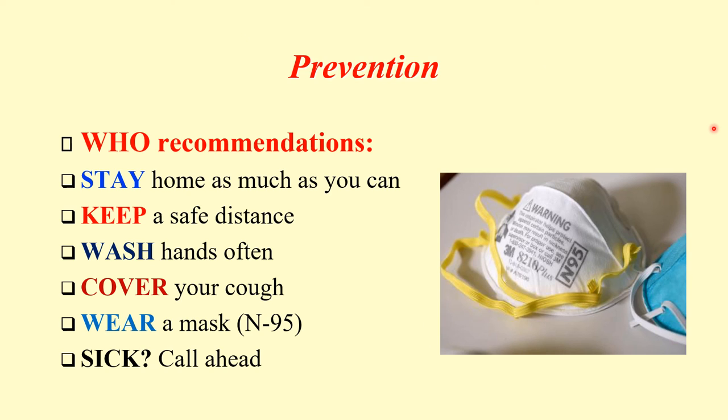Okay, let's look at the prevention of coronavirus COVID-19. Let's look at the WHO, or World Health Organization, recommendations. The World Health Organization gives us a number of recommendations in order to protect us from infection with coronavirus COVID-19. The first one: stay, which means stay at home as much as you can. Keep a safe distance from other people. Wash your hands often. Cover your cough. Also, you need to wear a mask, not any mask. It has to be, for example, an N95 mask, as you see here in this diagram. And if you get sick or infected, then make a call to the health authority.